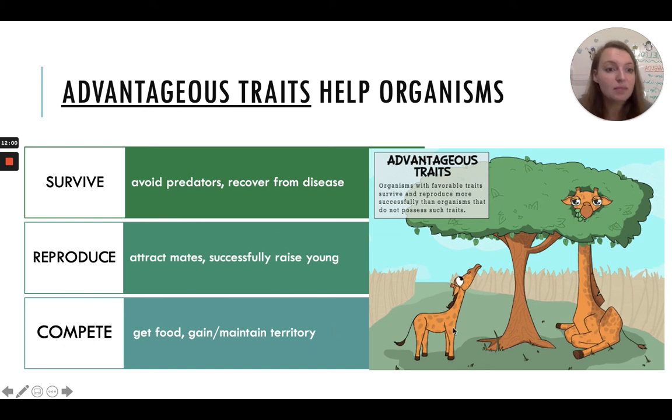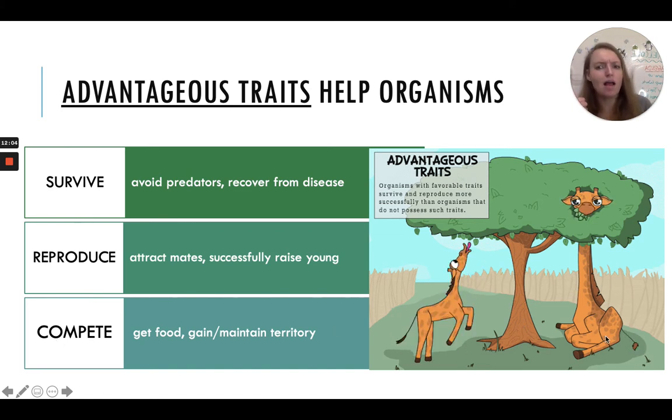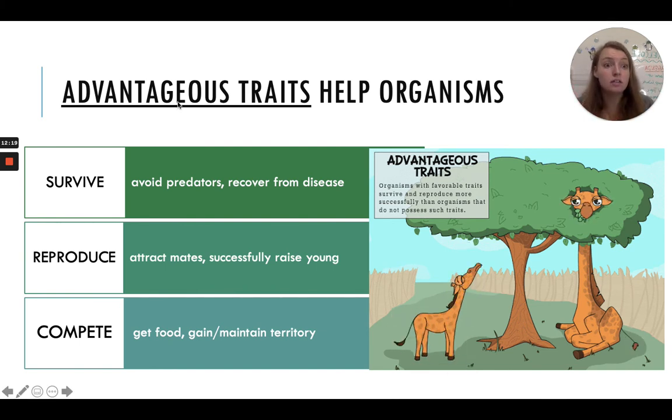This organism, this giraffe over here, he's going to be able to compete for food, to get territory and maintain it, because he's got that long neck, he's able to get more food, and just have an advantage over this little guy. And so these variations sometimes lead to where some traits are better than others in certain environments.